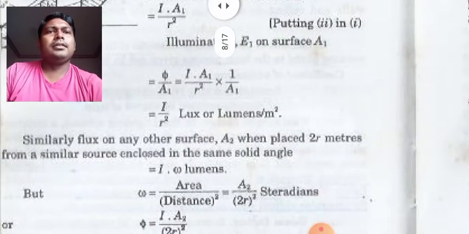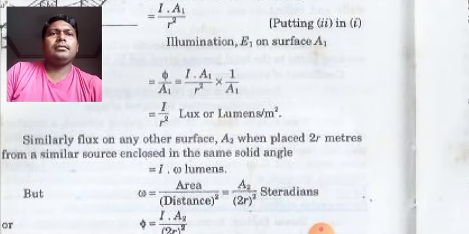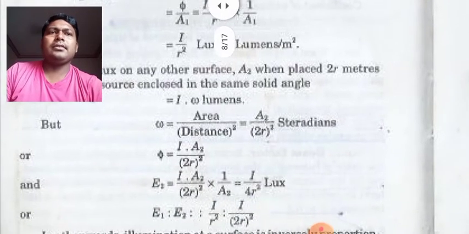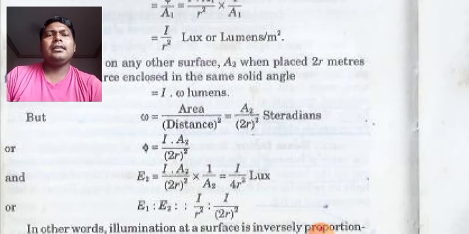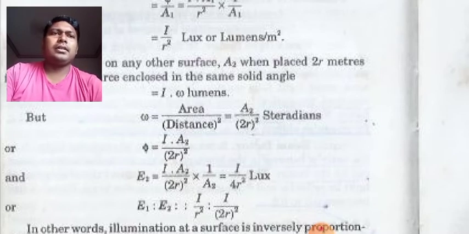Now omega is equal to area by distance square, that is equal to A2. Why A2? Because now we have considered the second area or the second plate whose area is A2, divided by the distance. What is the distance? 2r, and its square will be 2r square steradians. Now flux is equal to I into A2 divided by 2r square. E2 is equal to I into A2 divided by 2r square into 1 by A2, which is equal to I by 4r square lux.